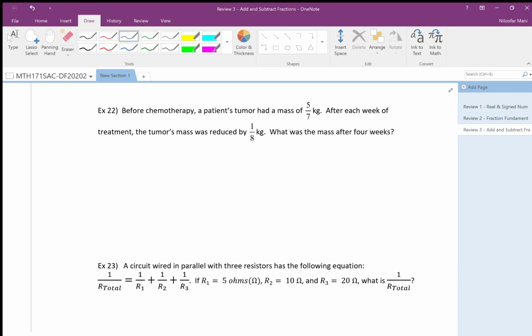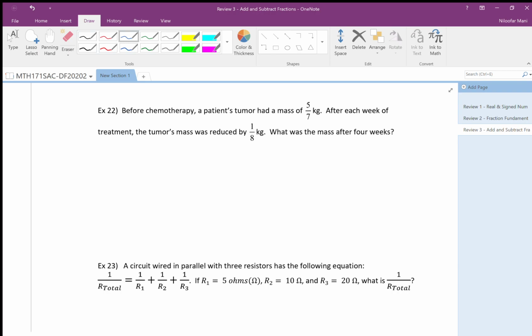It doesn't mean reduced to. If I say reduced to, I say, okay, I have 4 kilogram and it's reduced to 2 kilogram. It means I go from 4 to 2. No, it's not like that. I don't go from 5 over 7 to 1 over 8. No. It is 5 over 7. I have to understand the question. First, you read the question and understand the question. What was the mass after 4 weeks?